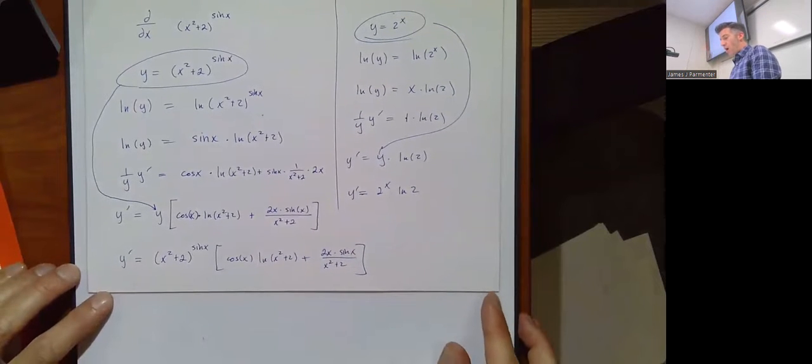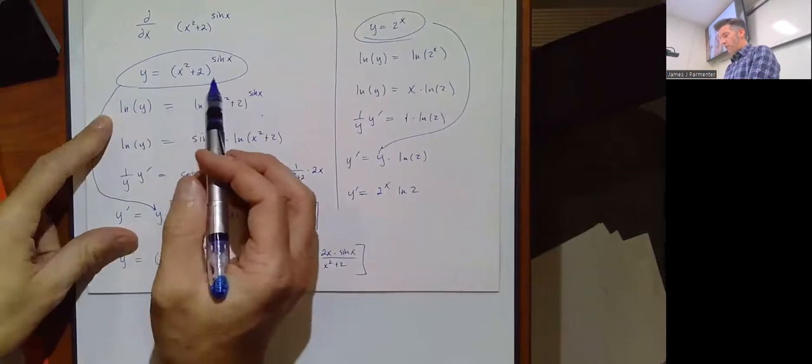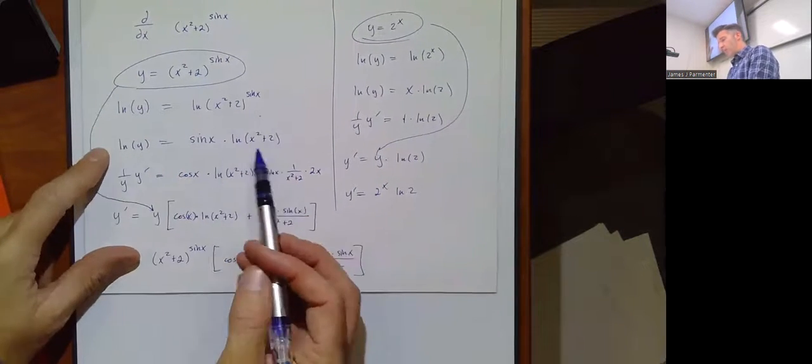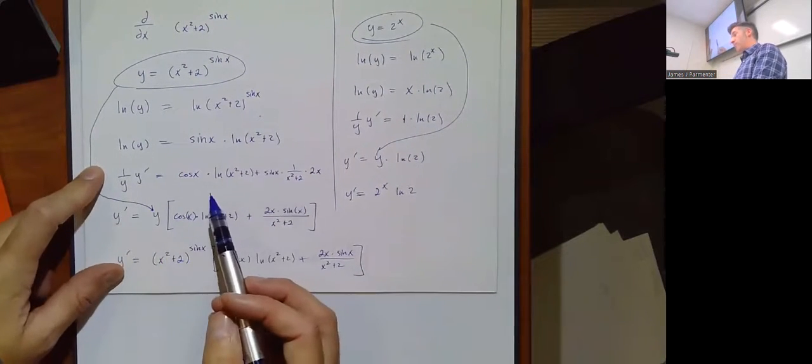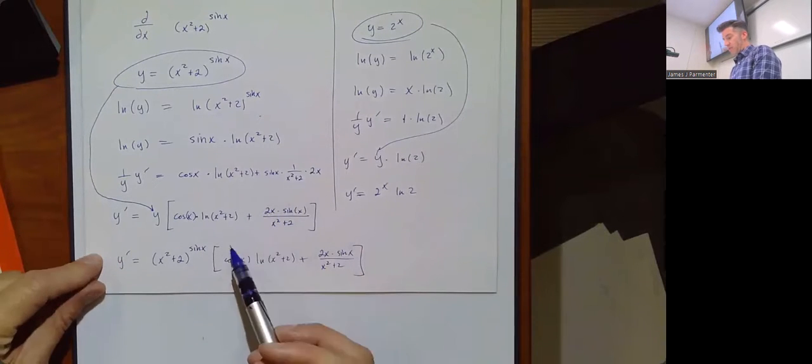It's a little gnarly, but I will say, and we'll talk more about this on Friday, this process does always work in this way, where you write y equal to your function, you take the natural log of both sides, you bring down the power, you differentiate both sides, typically using the product rule on the right-hand side. You multiply both sides by y, and then you replace y with what it's equal to.